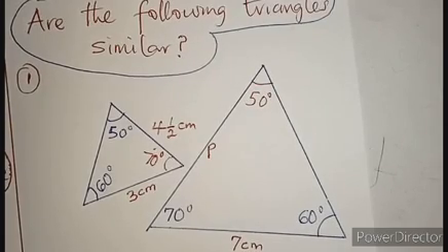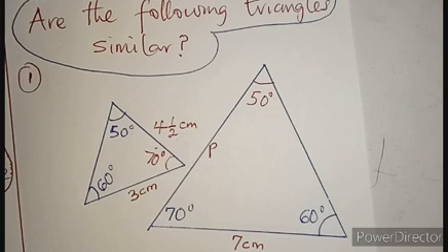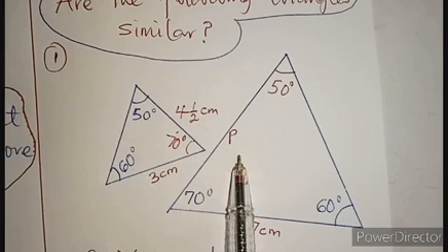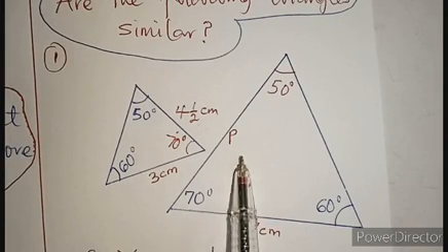Once you ascertain that the angles are equal, then that simply means you could now use the ratio method to get any part you are looking for. The question is, are the following triangles similar? And the answer is yes. If yes, why? We have seen it. Let's find P, the missing value.